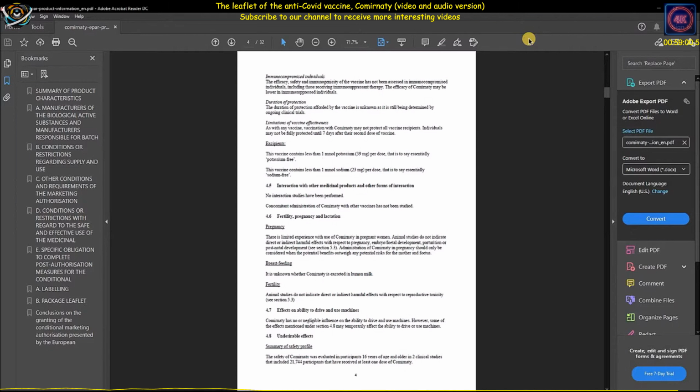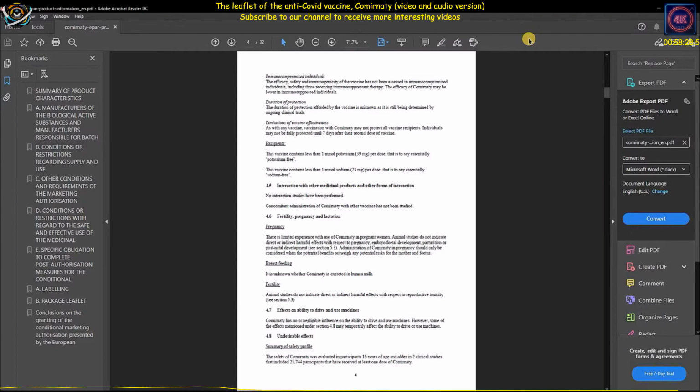4.6 Fertility, pregnancy, and lactation. Pregnancy. There is limited experience with use of Comirnaty in pregnant women. Animal studies do not indicate direct or indirect harmful effects with respect to pregnancy, embryo/fetal development, parturition or postnatal development, see section 5.3. Administration of Comirnaty in pregnancy should only be considered when the potential benefits outweigh any potential risks for the mother and foetus.